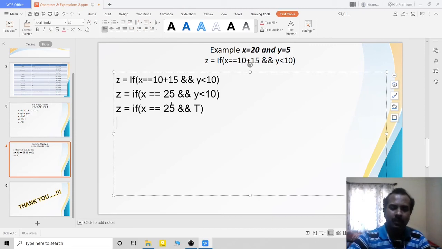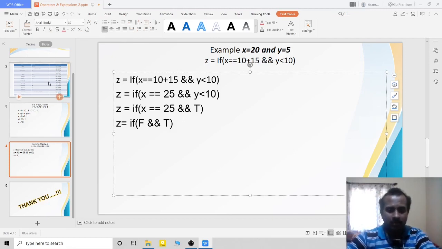Now what do I have to solve next? Next will be the equality, that is double equal to. Now I will check whether x is double equal to 25. What is x? 20 is x. Is 20 double equal to 25? No. So that is false.